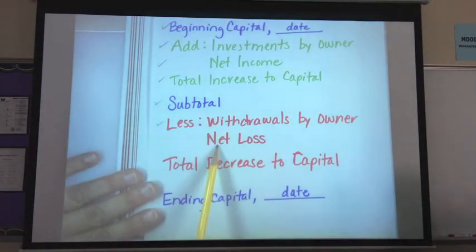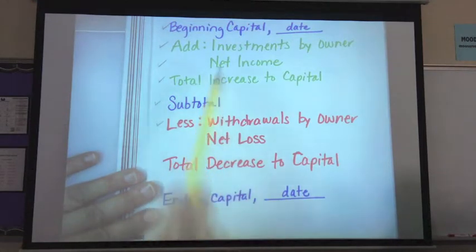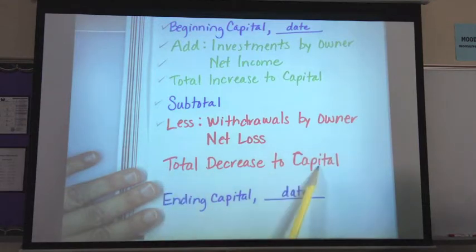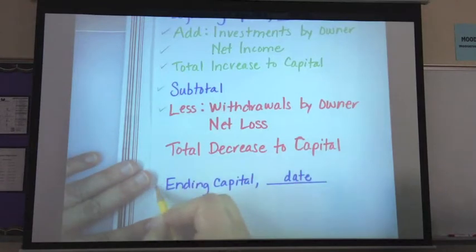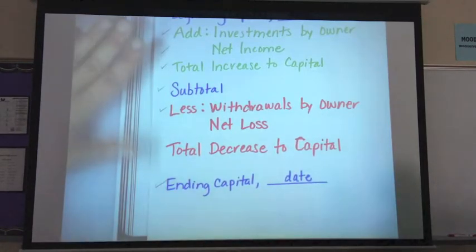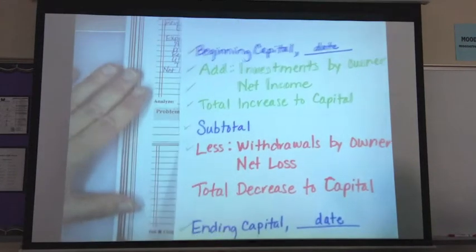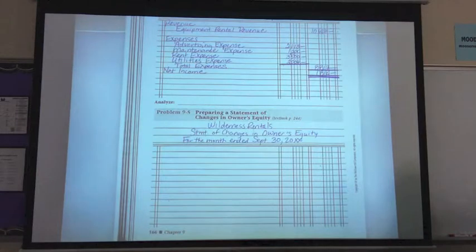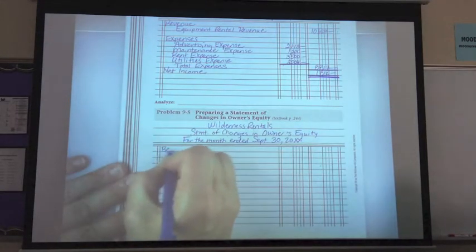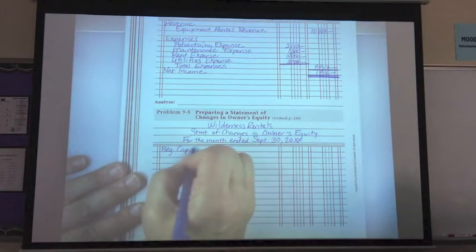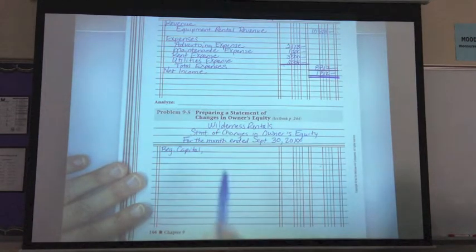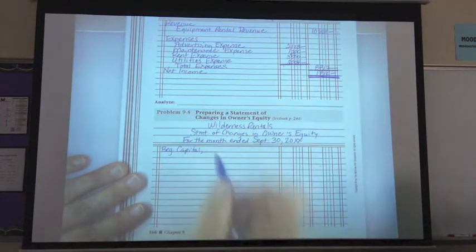Do we need a net loss? Nope, there was a net income, so there's not a net loss. If I only have one, do I need the total decrease to capital? Nope. But I do need ending capital. So now let's just take a few minutes and we're going to write these lines on our accounting form. I'll do it quietly while you follow along. Notice that since it's for the month ended September 30th, I'm going to put September 30th.